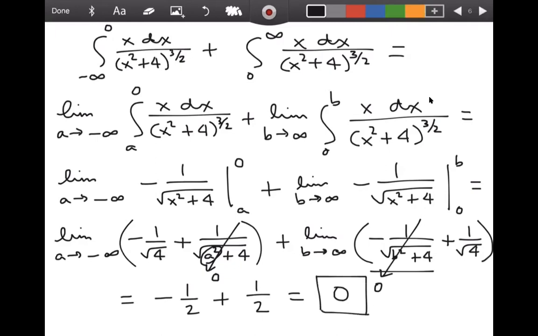I hope you don't feel too cheated. I know it's sometimes a letdown when the answer is 0. To some people, not so much to me. All right, so that'll take care of those examples.